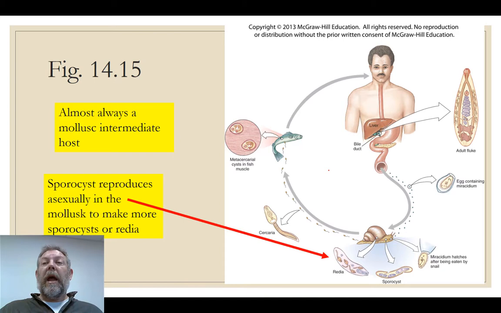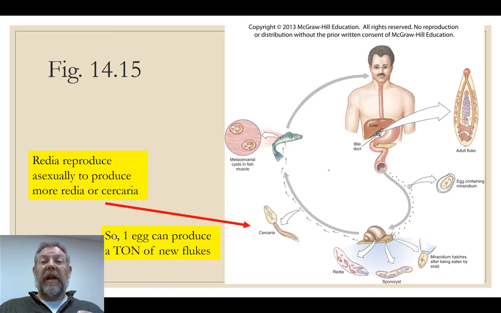And so the point of this is that the redia can then also reproduce asexually to produce a cercaria. And these all could come from a single egg. So you've got one egg that can produce a ton of sporocysts that can reproduce, and they can produce a ton of redia that can reproduce, and the redia can reproduce into cercaria. And so you can multiply the number of potential juveniles just from a single egg.